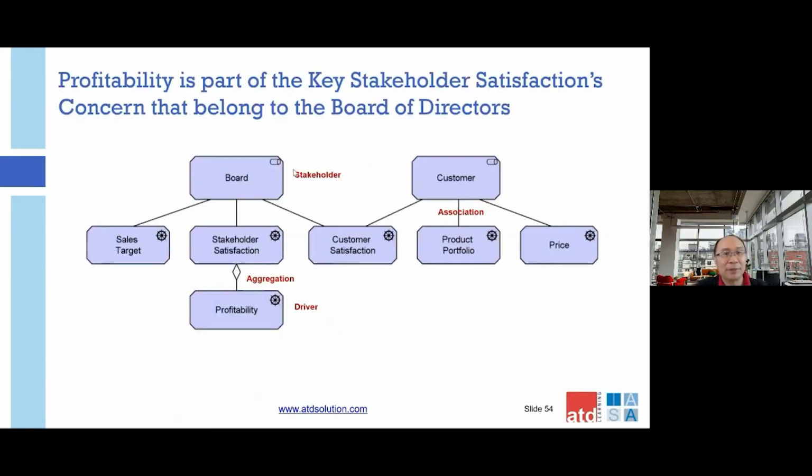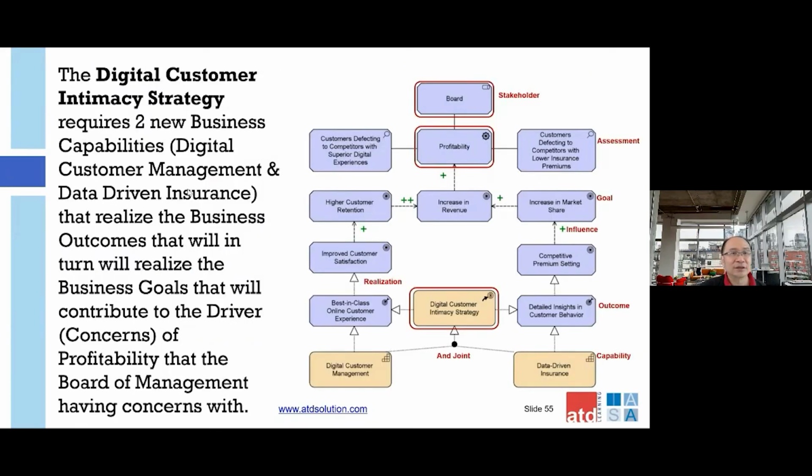So, an example of typical key stakeholders and their concerns belongs to the board of directors. The board of directors wants to have concern on profitability. So how can we now model the strategy? So this is just an example for your reference. This is the digital customer intimacy strategy. As you can see here in the middle, this is the strategy that needs to be supported by the digital customer management capability and the data-driven insurance capability. So these capabilities are required in order for this strategy to be successful.